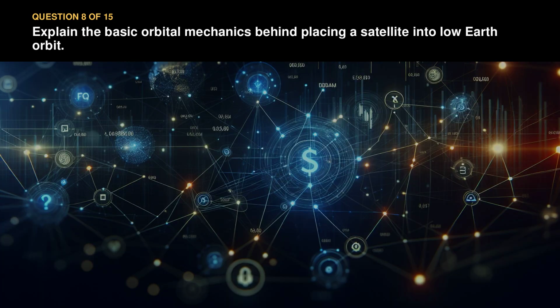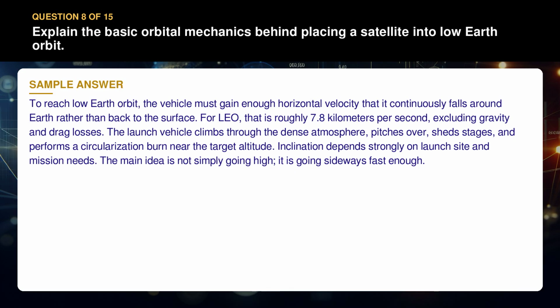Question 8. Explain the basic orbital mechanics behind placing a satellite into low Earth orbit. To reach low Earth orbit, the vehicle must gain enough horizontal velocity that it continuously falls around Earth rather than back to the surface. For LEO, that is roughly 7.8 kilometers per second, excluding gravity and drag losses. The launch vehicle climbs through the dense atmosphere, pitches over, sheds stages, and performs a circularization burn near the target altitude. Inclination depends strongly on launch site and mission needs. The main idea is not simply going high, it is going sideways fast enough.